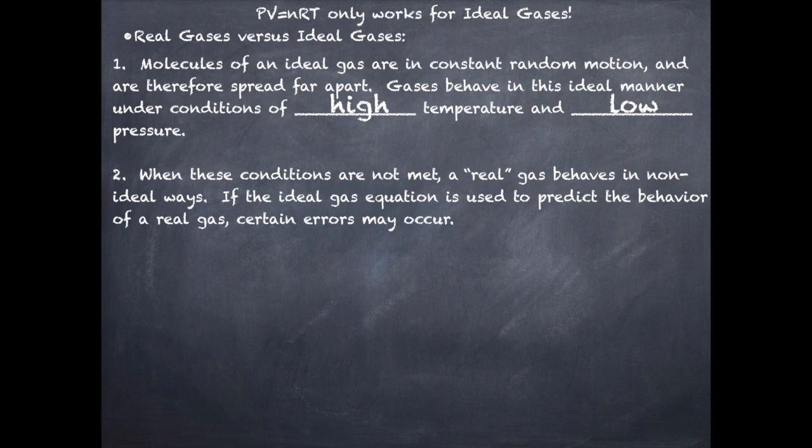Now, when these conditions are not met, you're going to have a real gas. And if you use the ideal gas equation when you have a real gas, you're going to end up with some errors. We're going to be dealing with real gases in labs, so we're just going to have to accept there is going to be some error because we do not have ideal gases.